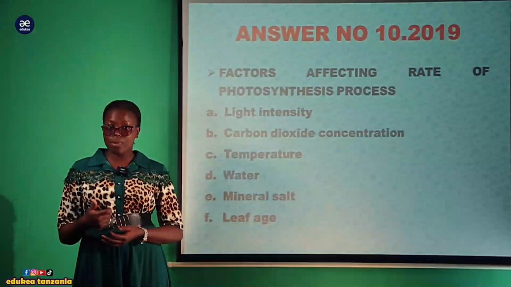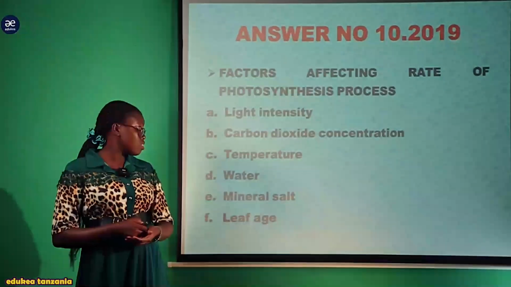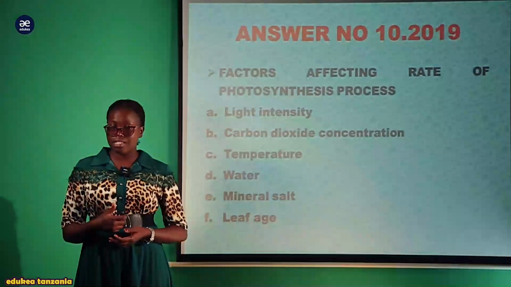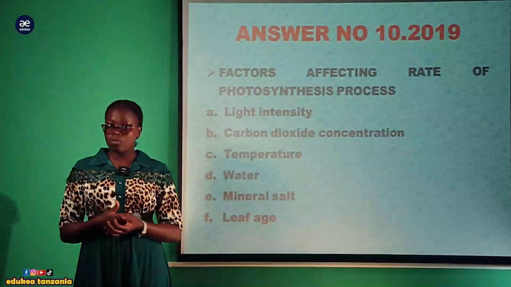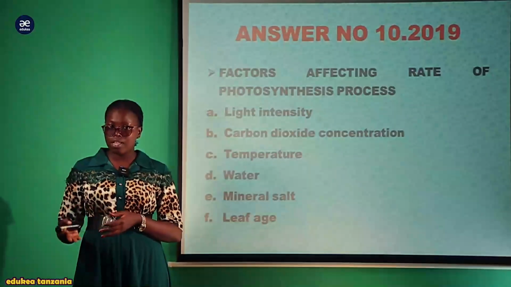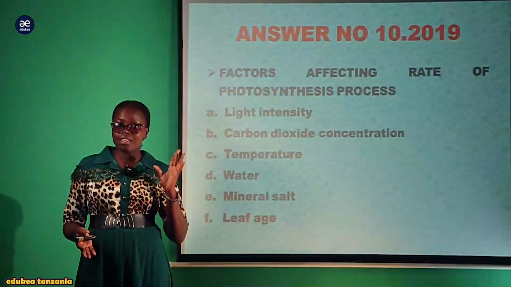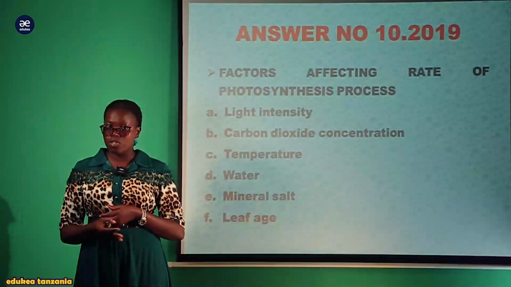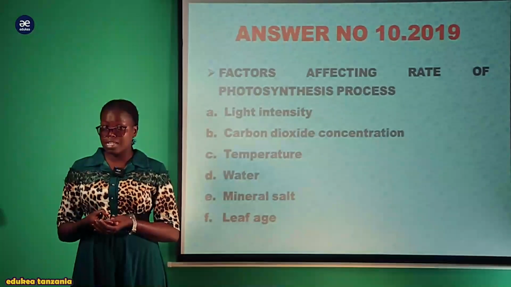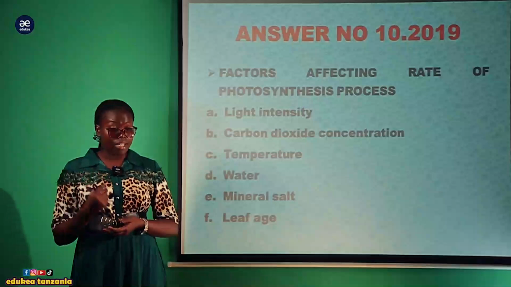Another factor which might affect photosynthesis is temperature. Since photosynthesis is an enzyme-catalyzed reaction, it requires an optimal range, meaning that high temperature might result in denaturation of the enzyme. Also, low temperature might result in inactivation of the enzyme, and thus can affect the rate of photosynthesis from taking place at the required rate.